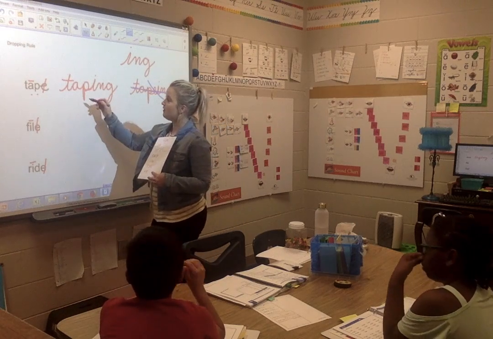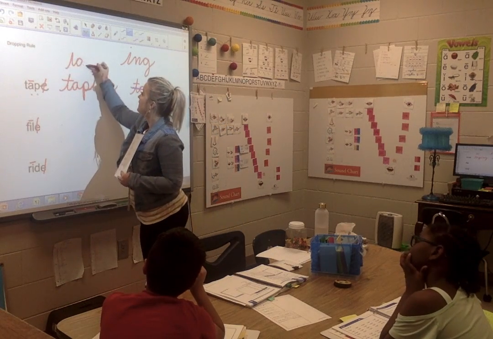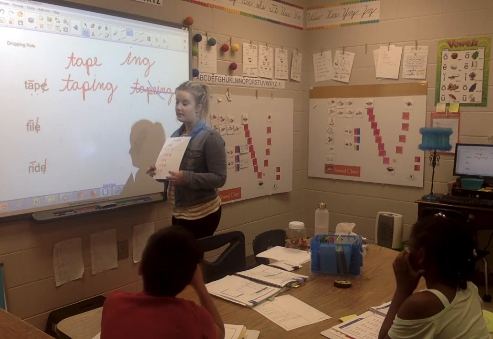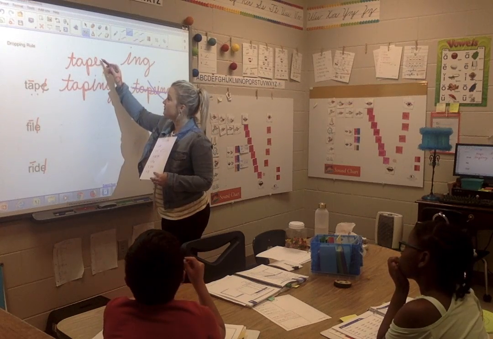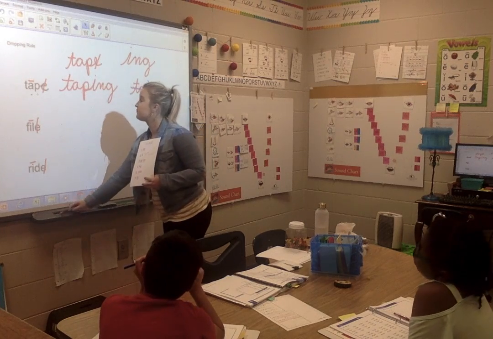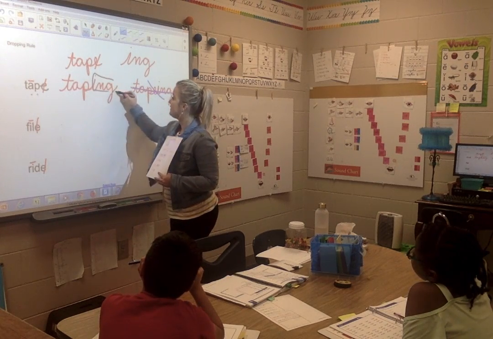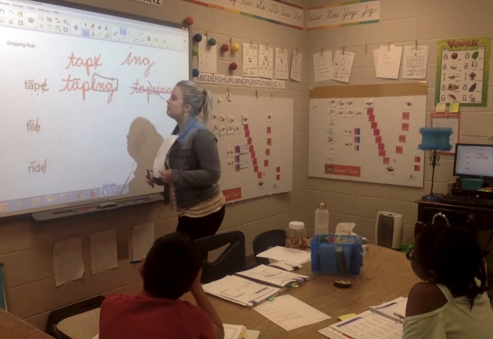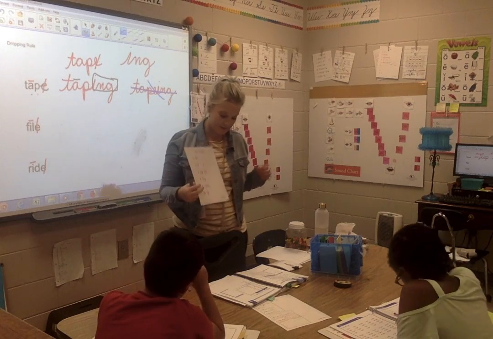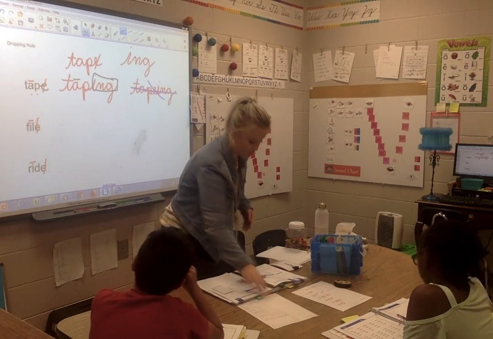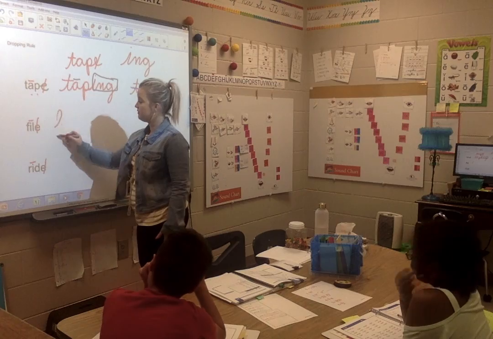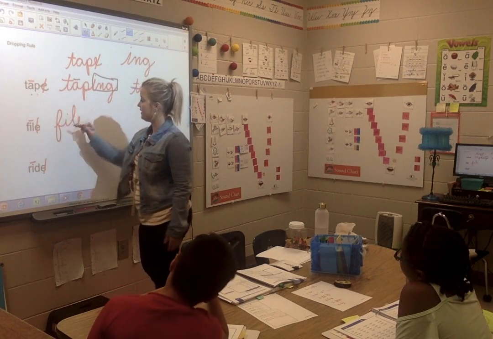So that's where we have tape, T-A-P-E, and I want to make taping. I need to drop the E and then add suffix I-N-G. So I still have my vowel suffix I-N-G. My vowel A is still long, so my word is going to be taping. Okay? We're going to try another one here, file. So my word is file, F-I-L-E.